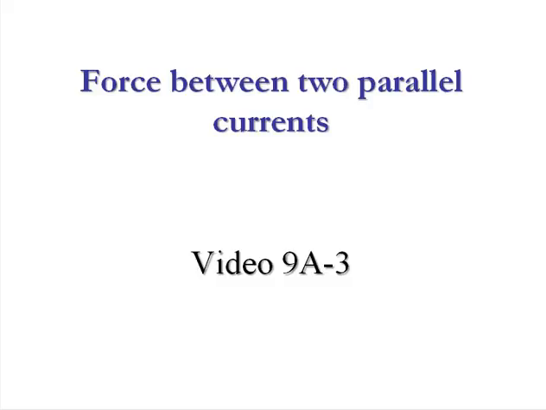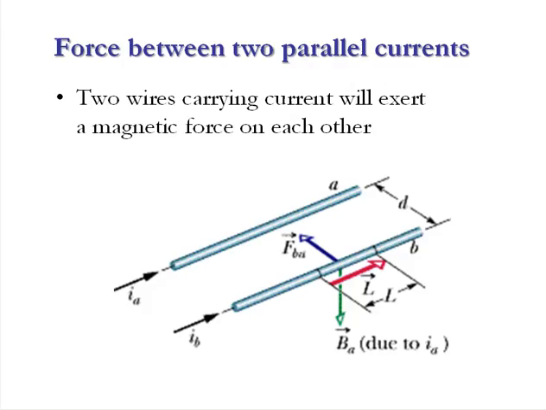In this video, we'll take a look at the force between two currents. Specifically, we'll look at the force between two parallel currents, as that has some symmetry. We know that a current flowing through a wire produces a magnetic field, so it should be able to produce a magnetic force on any other object that creates a magnetic field. So it should be able to create a magnetic force on another current-carrying wire.